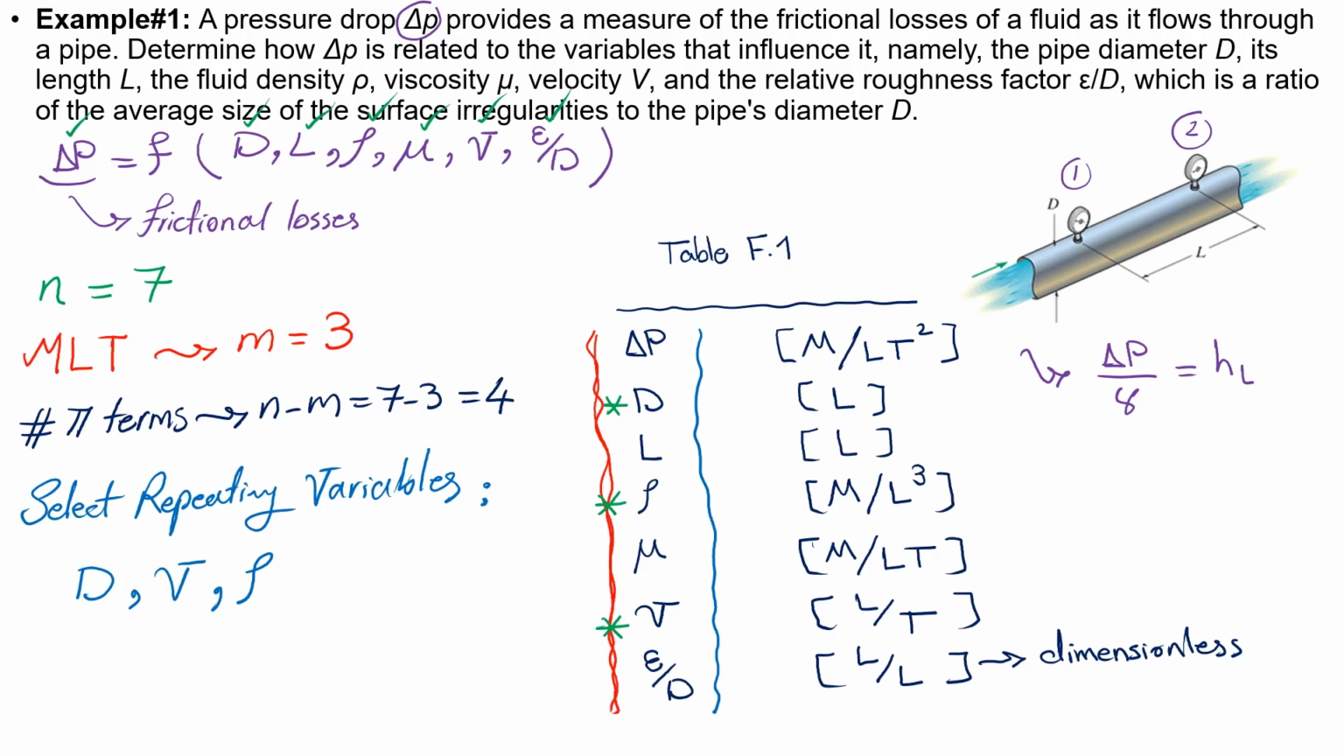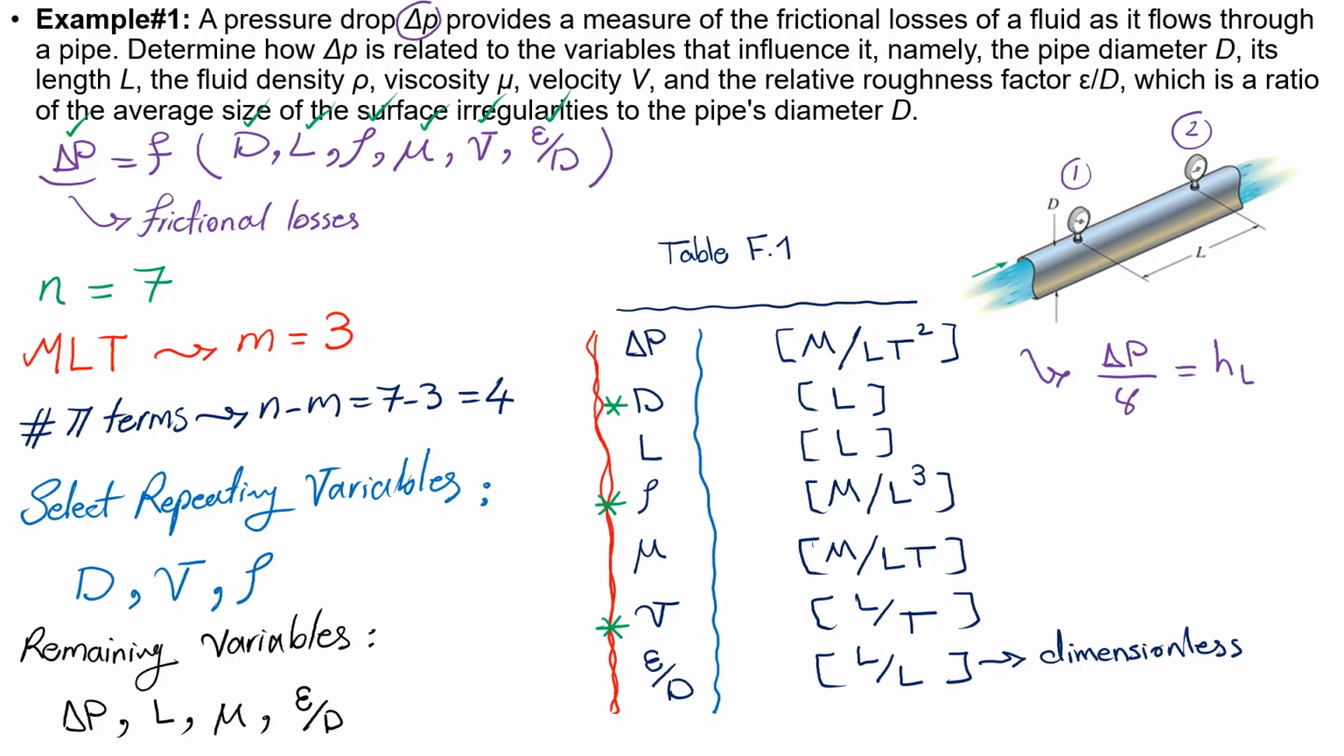Now, what would be our remaining variables? I'm going to write it using another color. The remaining variables are all but these 3 variables that I already selected. So it would be delta P, L, mu, and epsilon over d. All right, this is how you select your selected and remaining variables.